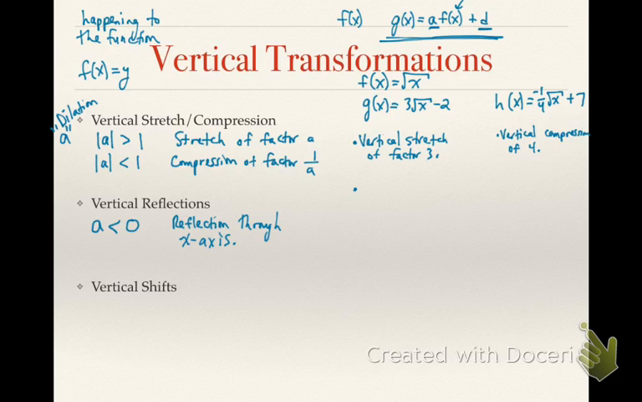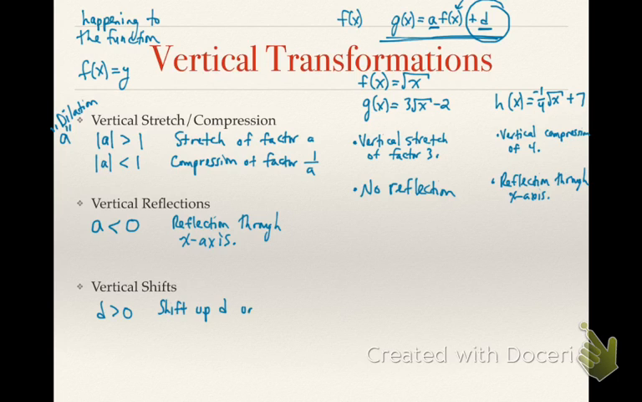So for the function g of x, we have no reflection because it's positive. But for h of x, we have negative 1/4 there, so it's a reflection through the x-axis. Lastly, our vertical shifts are going to be dealing with this d value up here. If your d is greater than 0, then you shift up d units. If it's less than 0, or negative, you shift down d units. So for g of x, it's going down 2. For h of x, it's going up 7.